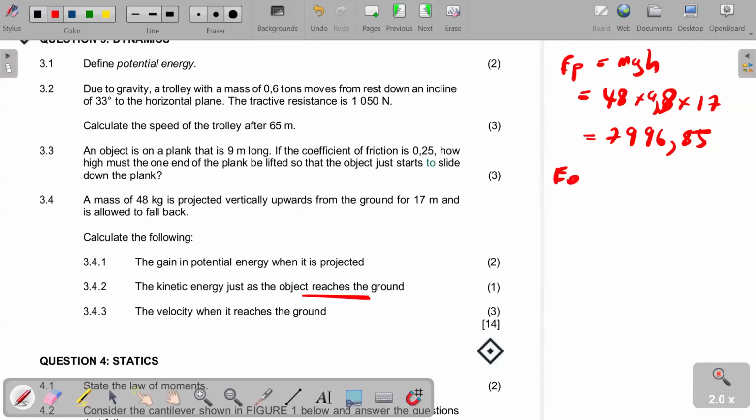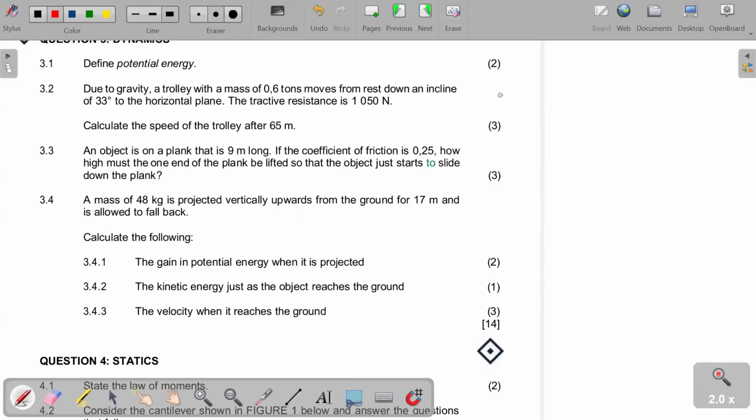Then the kinetic energy, just as the object reaches the ground. It has to be known that the EP lost is equal to the EK gained. This is taken from the law of conservation of energy. The same potential energy that would have been lost at the top will be the kinetic energy gained at the bottom. So it automatically means it's 7,996.8 joules. That marks our EK.